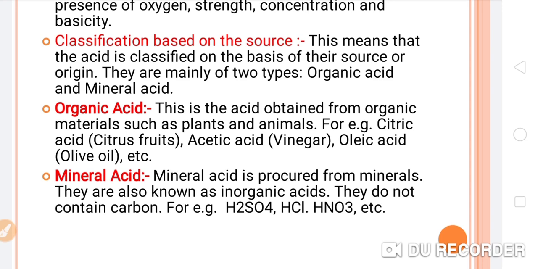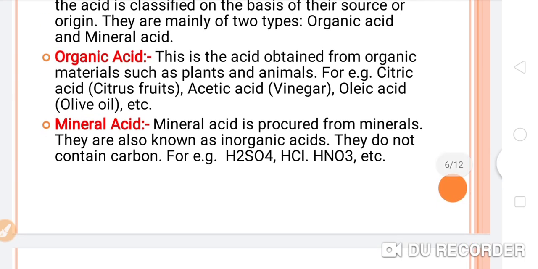Means whatever substances are existing in the nature, all these substances we can consider as organic substances, like the plants and the animals. Okay, so these are the organic substances. For example, citric acid, and citric acid we are getting from the citrus fruits. Next, acetic acid. Acetic acid we are getting from the vinegar. And next one is the oleic acid, and oleic acid we are getting from the olive oil. So these all are the examples of the organic acids.